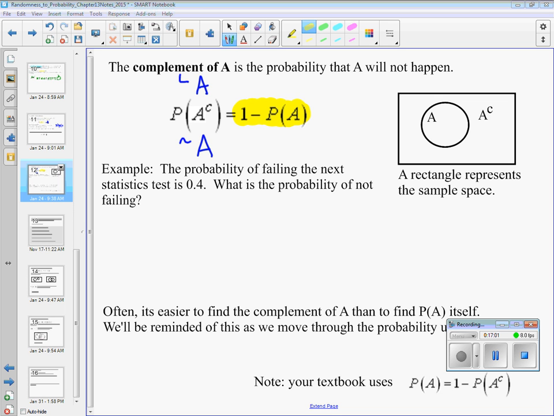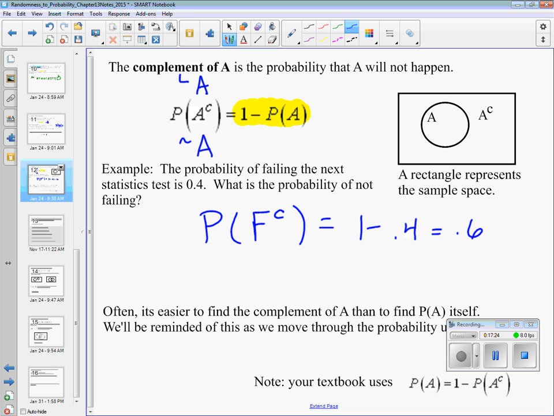So look at this example. The probability of failing is 0.4. What's the probability of not failing? Let's write that notation a little better there. The probability that you're not going to fail, which would be fail complement, is going to be 1 minus 0.4, which happens to be 0.6. And I do like for you to show that work, so that we both know that it means complement. You subtract it from 1.